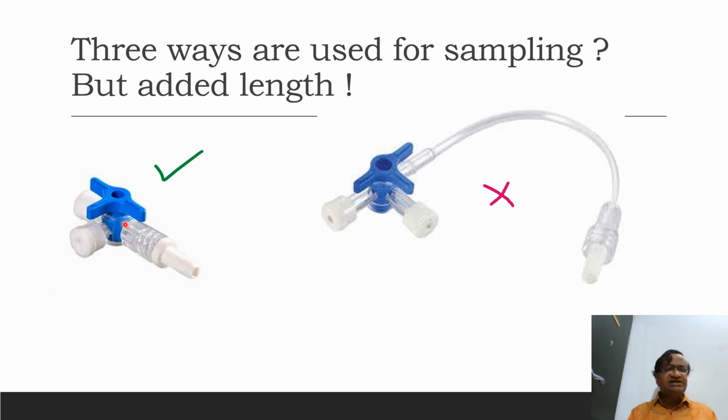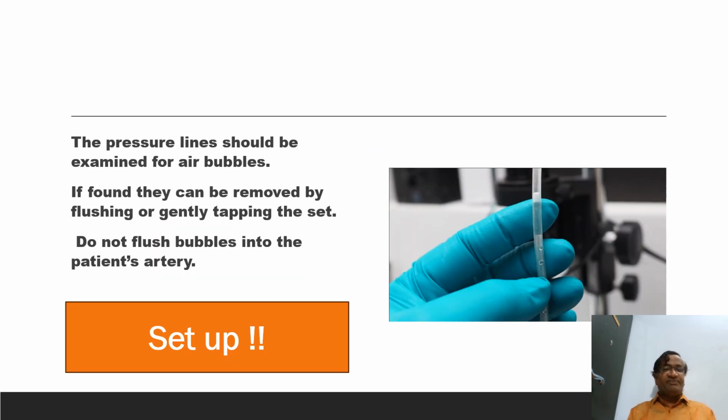There may be three ways. Here, this is better than this because we have an extension line. This is not to be done like this. The pressure lines should be examined for air bubbles. When you are connecting something, yes, we need to have air bubble checking.